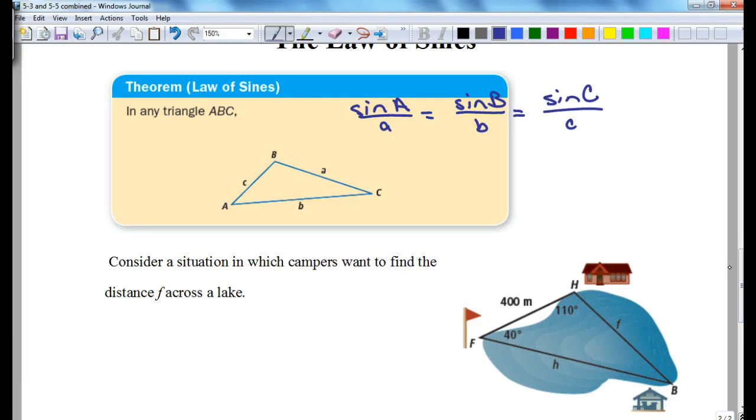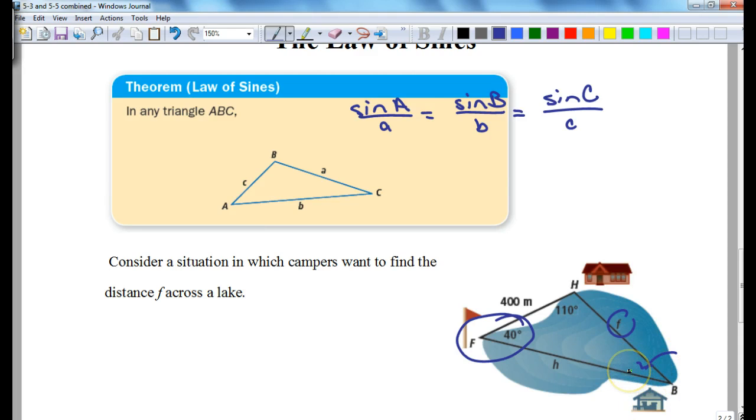Okay, so an example of this, here we got a campground, and we have the camp, we have a flagpole, and then we have the lodge across the water. And what they want to do is find F. How far is the distance between the camp and the lodge? Okay, so on this one, we can use big F and little f, okay? And we can use this angle, which we don't have.